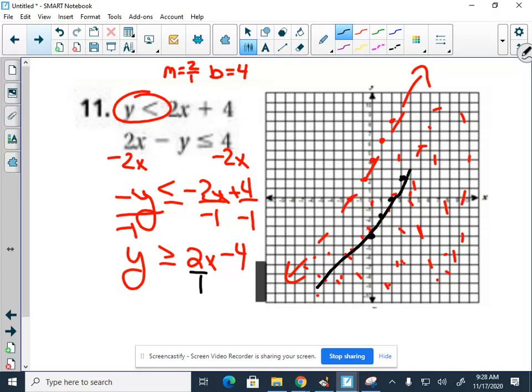Solid. Okay? Now, on the line that I have in black on the board, am I shading above it or below it? I would shade above it, right?